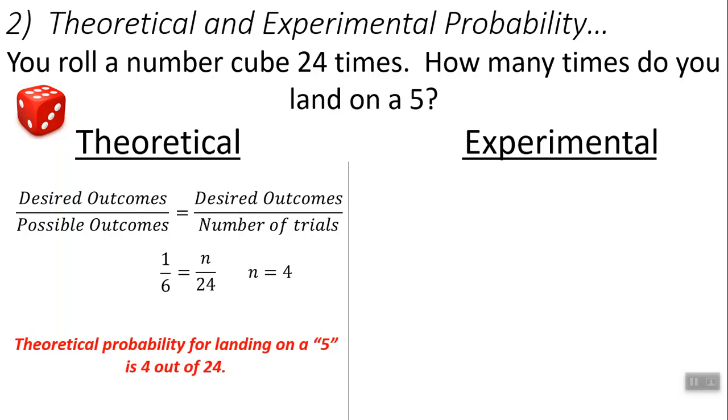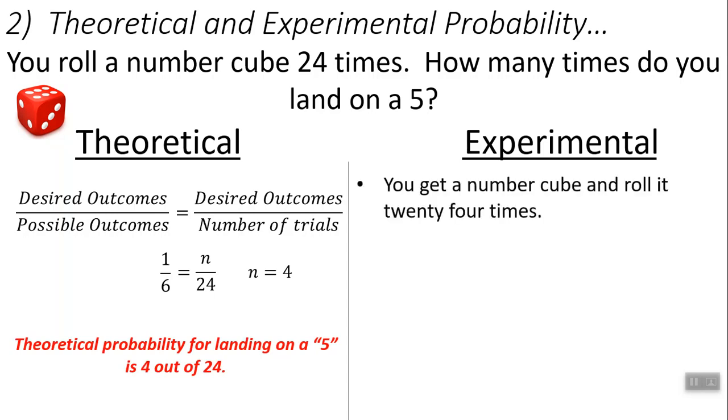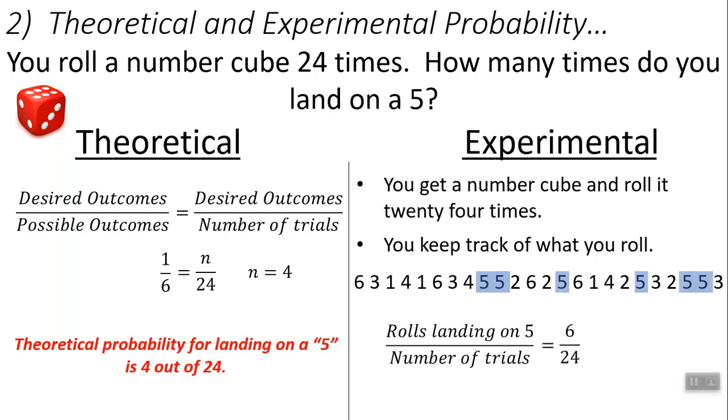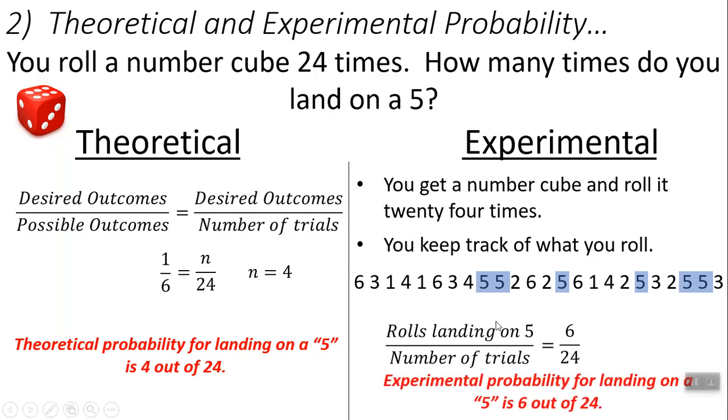The experimental probability is when you actually get a number cube and you roll it 24 times and you keep track of what you roll. So let's say you rolled 24 times and these were your results. Of those numbers, how many times did you land on a 5 over how many you rolled? So it's 6 out of 24. Your experimental probability for landing on a 5 is 6 out of 24. Moving on.